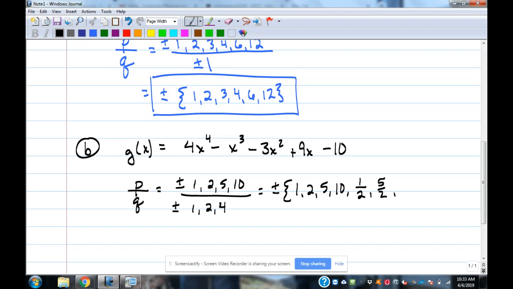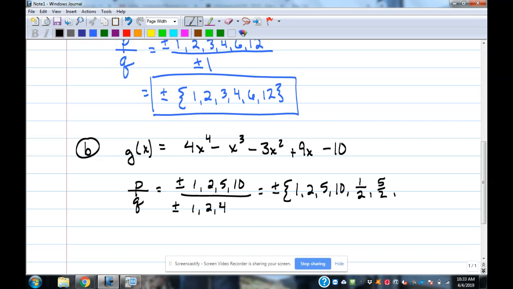So one went into all those to get the first 4 numbers that are in my list. 2, we wrote the ones that we didn't have already. 1 over 2, 5 over 2. The rest of them worked out to be ones we already had. Then we're going to divide each one of these 4 numbers on the top by 4.